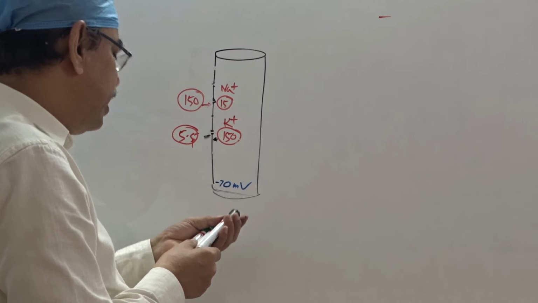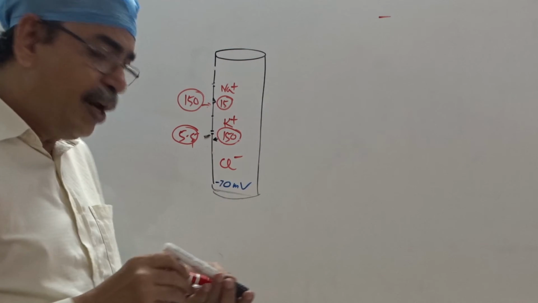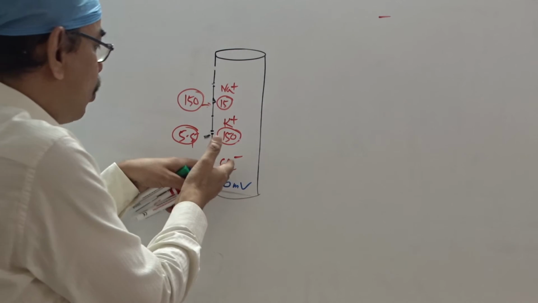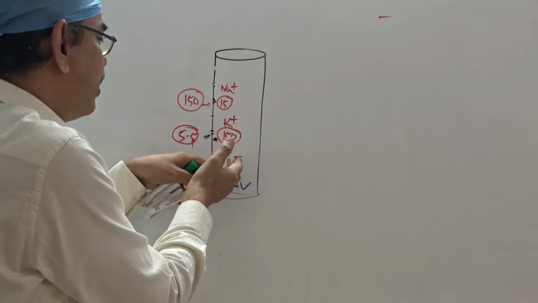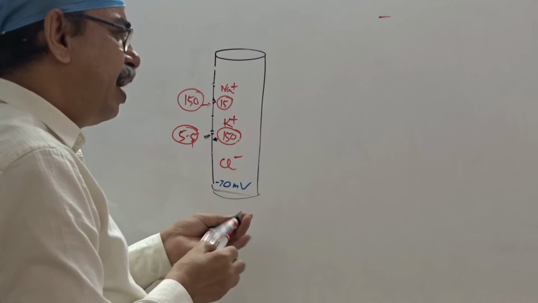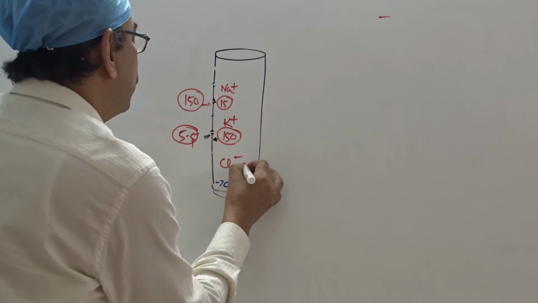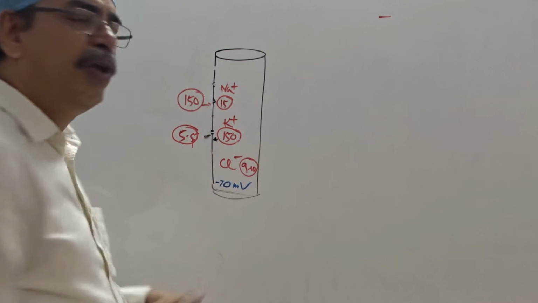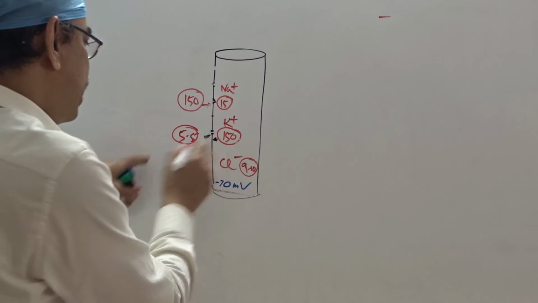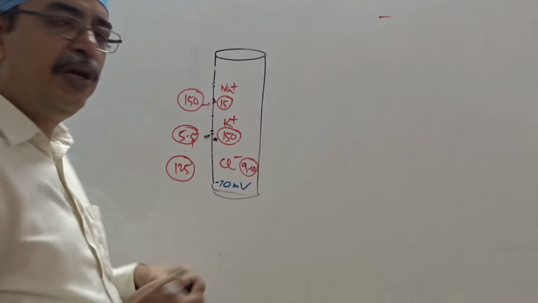There is another negatively charged ion, that is chloride. Chloride is negative, and this chloride also has a natural tendency to go outside. But inside, the concentration of chloride ions is very low, about 9 to 10 milliequivalent per liter. Outside it is more, about 125 milliequivalent per liter.